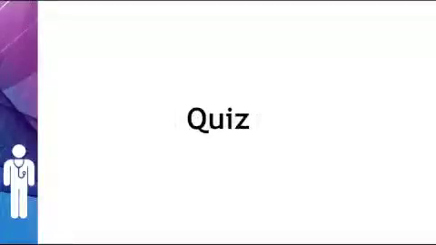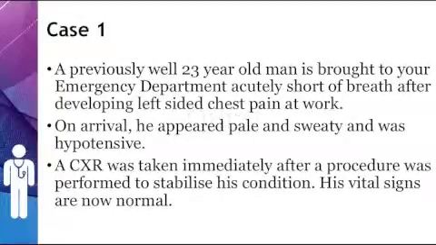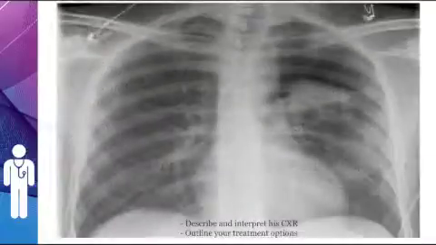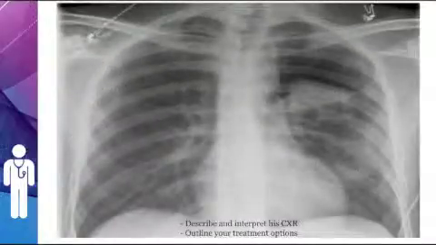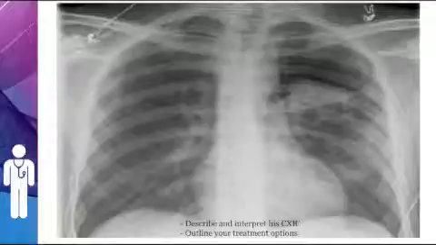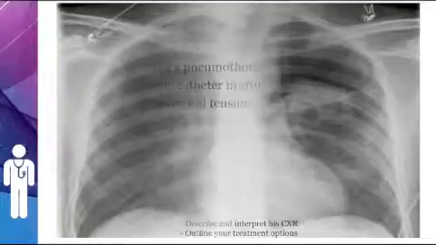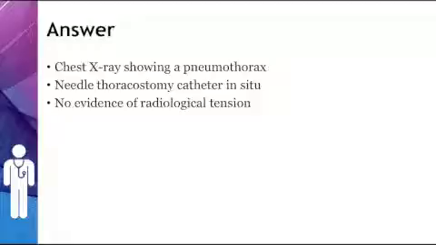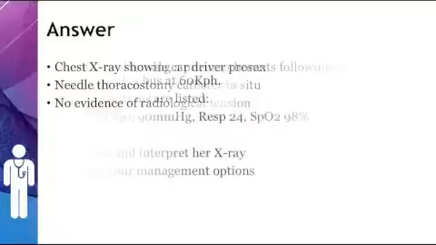So here's a quiz. What I want you to do is get a bit of paper and write down the various things that we see. Here's question 1. A 23-year-old person has come in who's short of breath. I'd like you to describe and interpret his X-ray and outline the treatment options. Here's the answer. So basically it shows a pneumothorax, a needle thoracostomy, and no evidence of radiological tension.